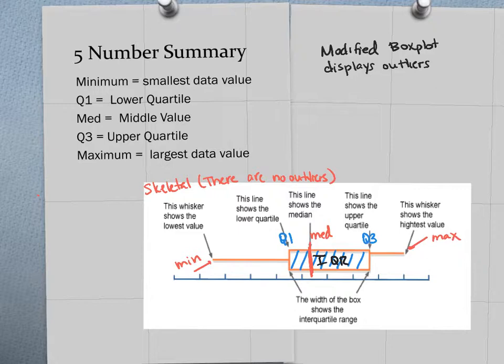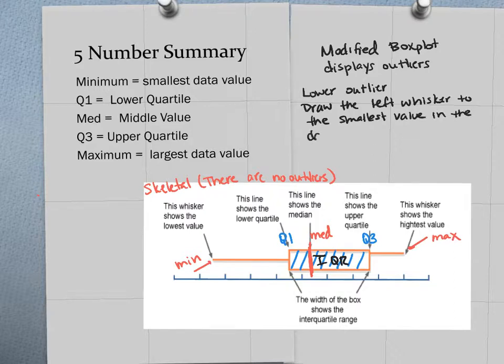And here's what you need to know about an outlier. If you have a lower outlier, you're going to draw the left whisker to the smallest value in the data set that is not an outlier.